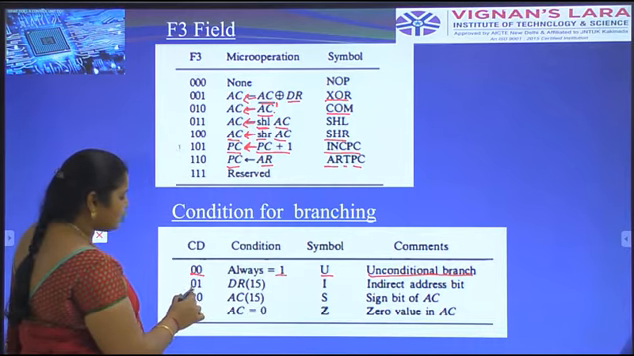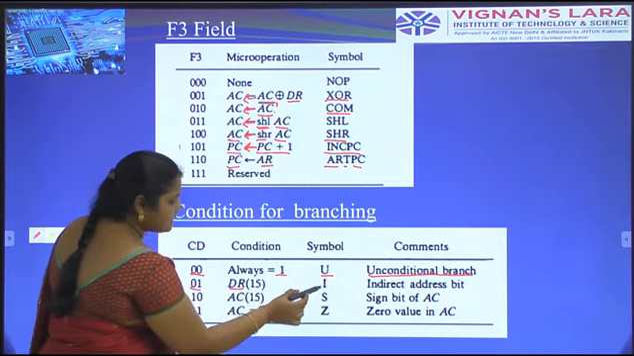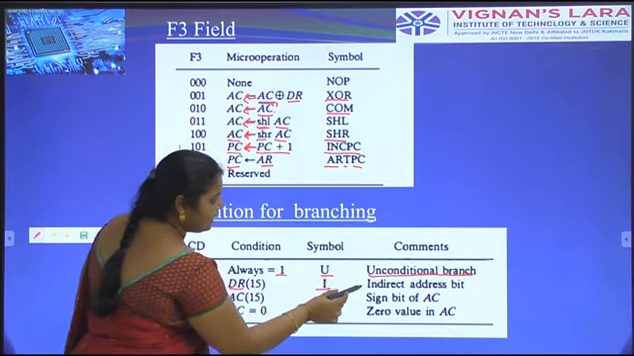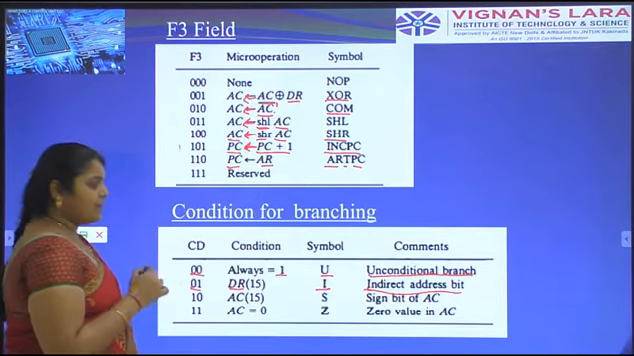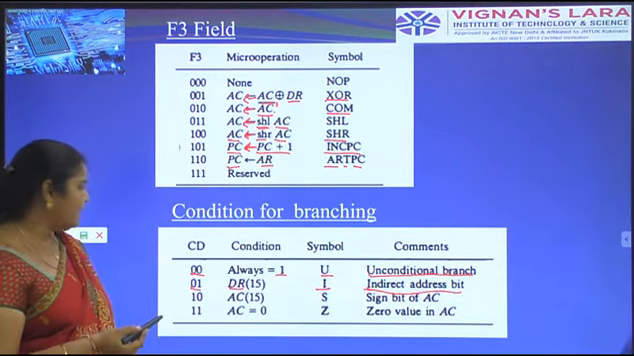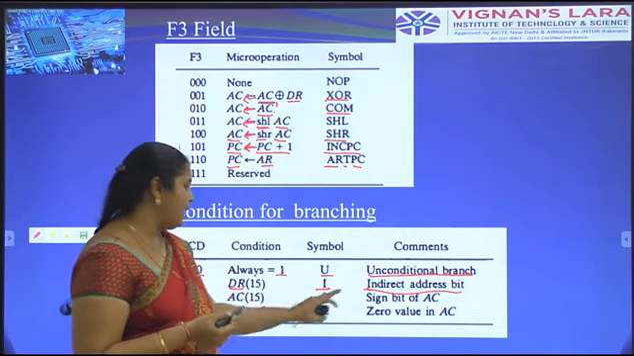Next, coming to 0 1, the data register, it consists of 15 bits. That is denoted by the symbol I, and the comment is indirect address bit. I means whether it is a direct or indirect bit. In the data register, it consists of 15 bits and it is called the indirect address bit.